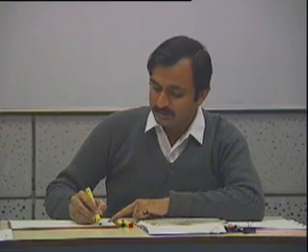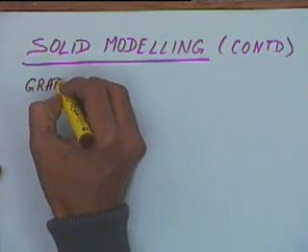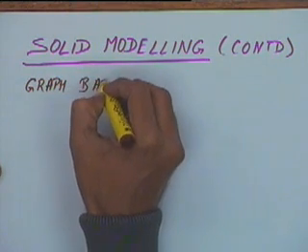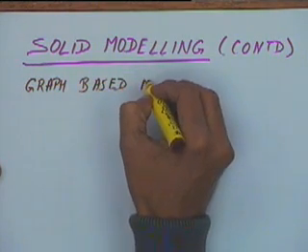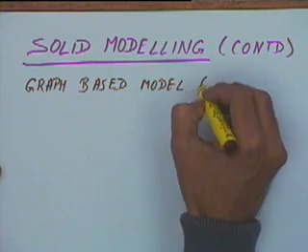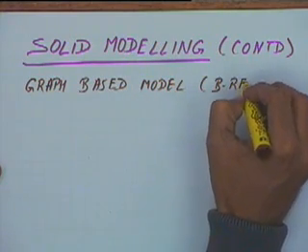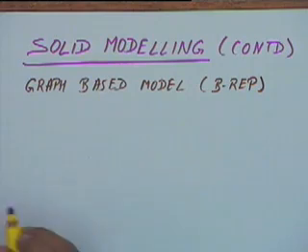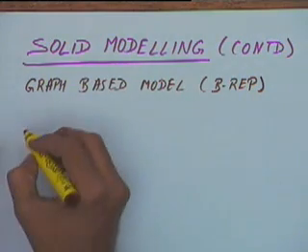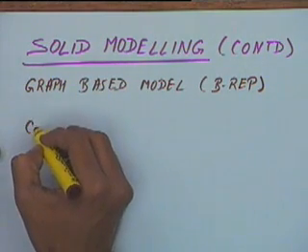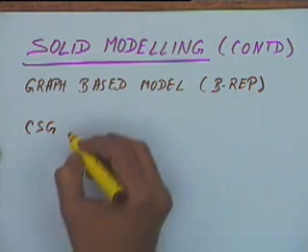Last class we had seen two different methods of modeling solids. The first method we had seen was a graph based model, one specific case of which is a BREP model, and the second type of model that we had seen was a CSG model or a constructive solid geometry model.